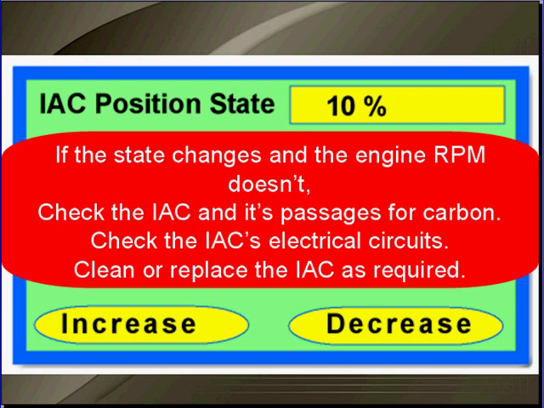If the state changes and the engine RPM doesn't, check the IAC and its passages for carbon. Check the IAC's electrical circuits. Clean and replace the IAC as required.